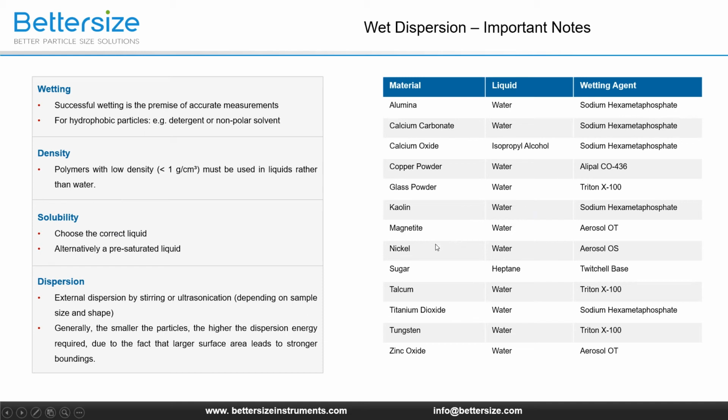And depending on the size and shape, external dispersion may be required, such as stirring and ultrasonication. Generally speaking, the smaller the particles, the higher the dispersion energy required.